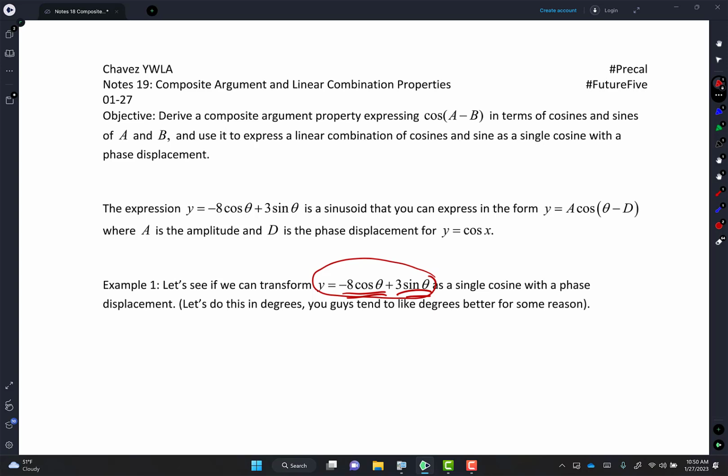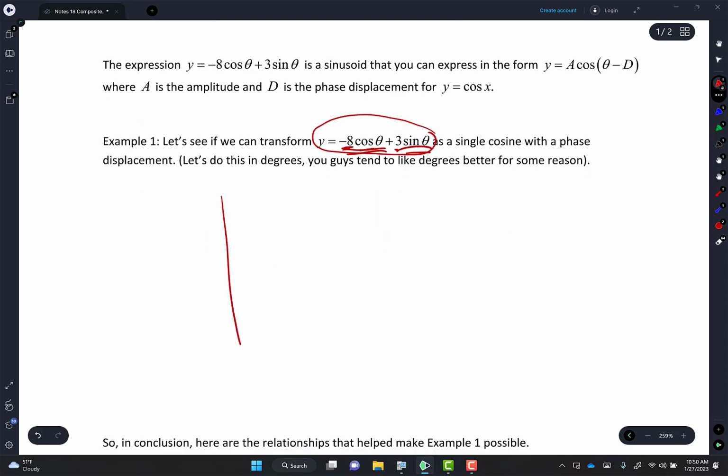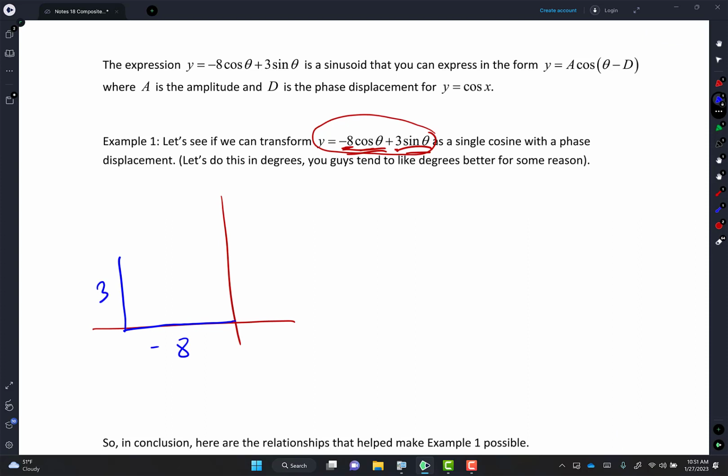You see this -8 in front of the cosine? Pretend that -8 is like an x value because it's in front of the cosine. And that 3 in front of the sine is like a y value. So I'm going to exaggerate quadrant 2. I'm going to put -8 like this. So this distance is -8. And I'm going to go up 3. That distance is the y value. Are we okay with that?